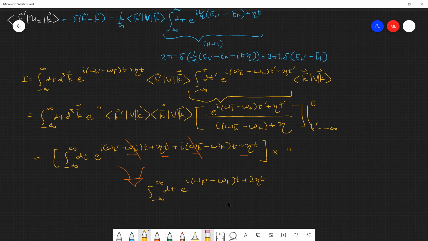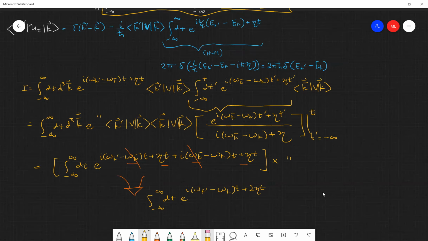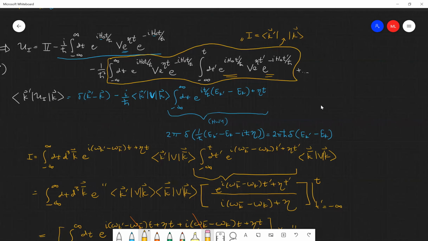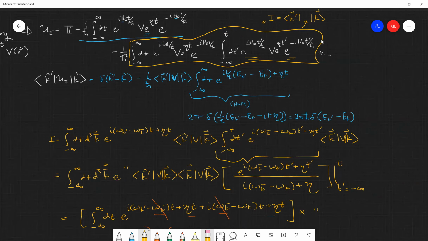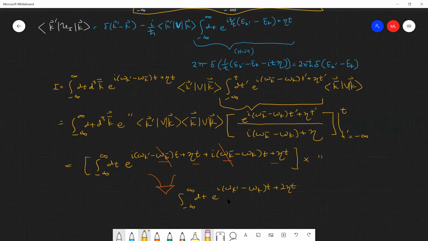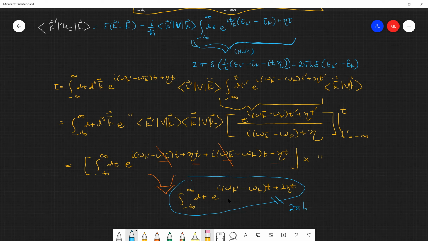And if you look, this integration right here is the same as the integration we had for the first term up here, this guy. The E over h bar is just the omegas. It's k prime minus k plus eta t. Now we have 2 eta t, but remember we're just sending that to 0 anyway. So this integration here is the same as this one, these two guys in blue here. So this whole thing has to be equal to 2 pi h bar delta(E_k prime minus E_k).